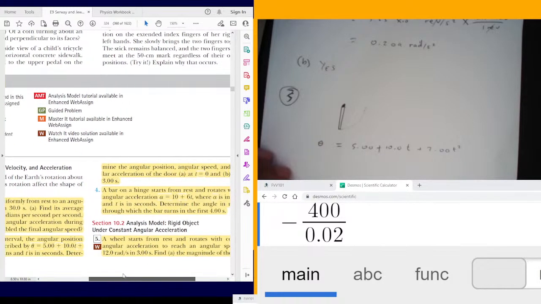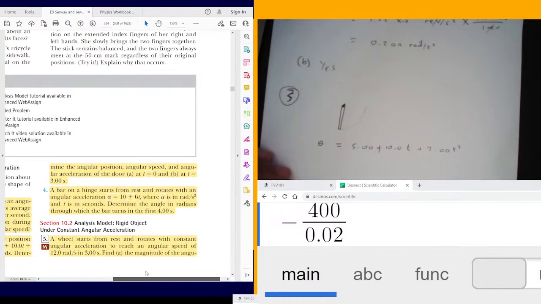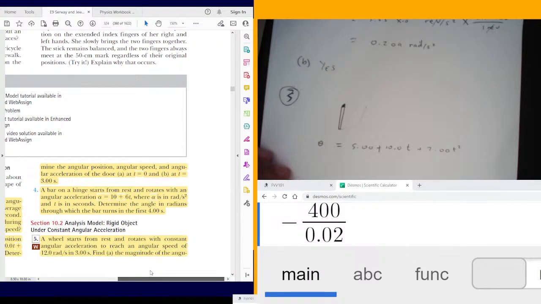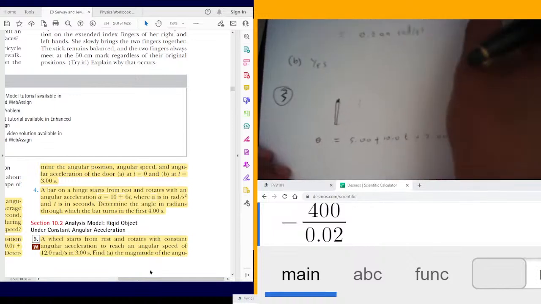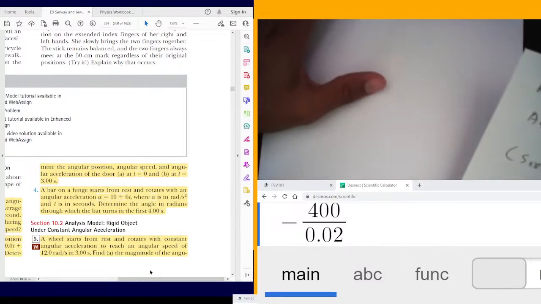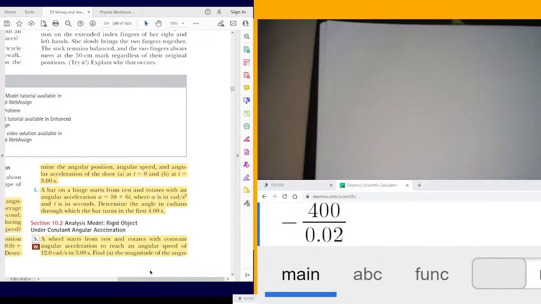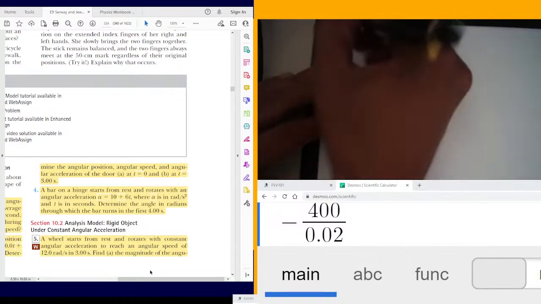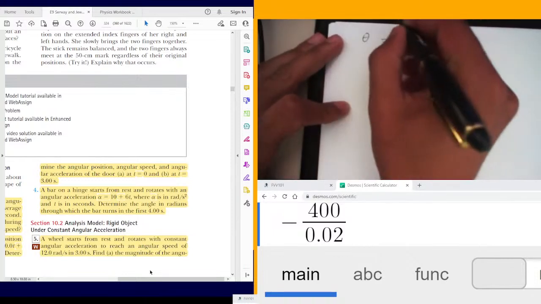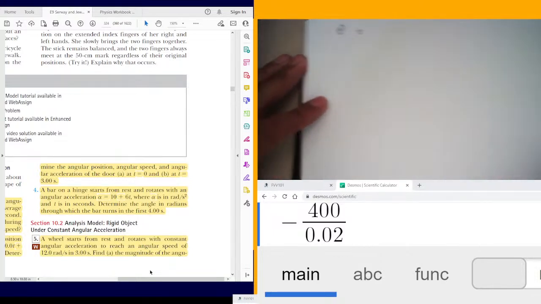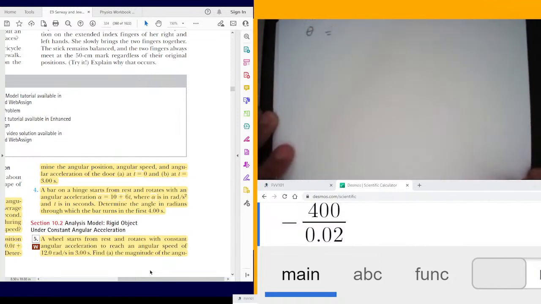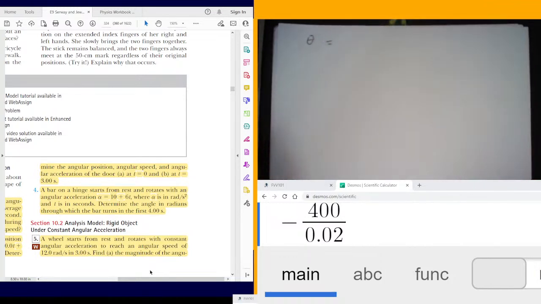Now it says determine the angular position, angular speed, and angular acceleration of the door at t equals 0 and t equals 3 seconds. This is a problem some of you had sometimes. The reason I picked this one is because sometimes you had problems with this in classical translational mechanics.